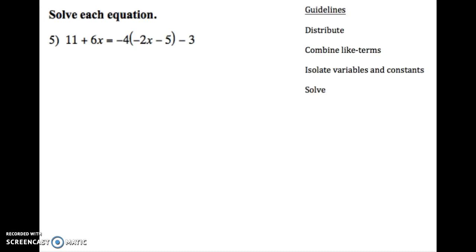So if we look at problem number 5, we have parentheses on the right side, so we're going to distribute on the right. So we leave the left side alone. When we distribute the negative 4 through, negative 4 times the negative 2x will be a positive 8x. The negative 4 times the negative 5 will be a positive 20.